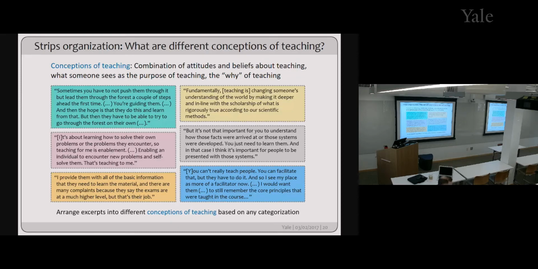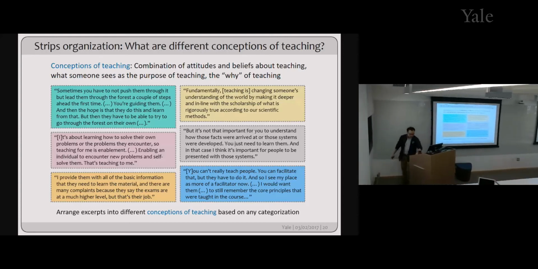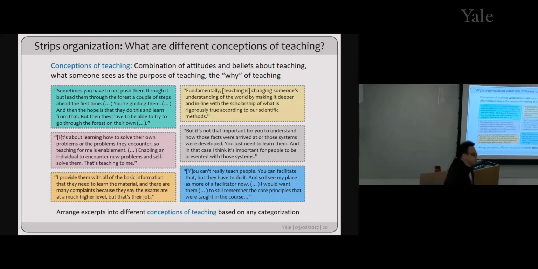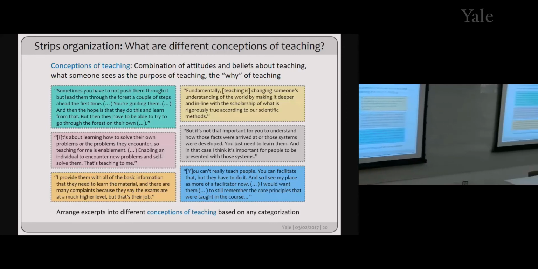The onus is on the students to teach themselves. You can really only facilitate that, but they have to do it. So I see my place as more of a facilitator now. I would want them to still remember the core principles, enabling them to do that. So this one goes to this notion of facilitator. It's not important for you to understand how these facts were arrived at or those systems were developed. In that case, I think it's important for people to be sensitive to the process.